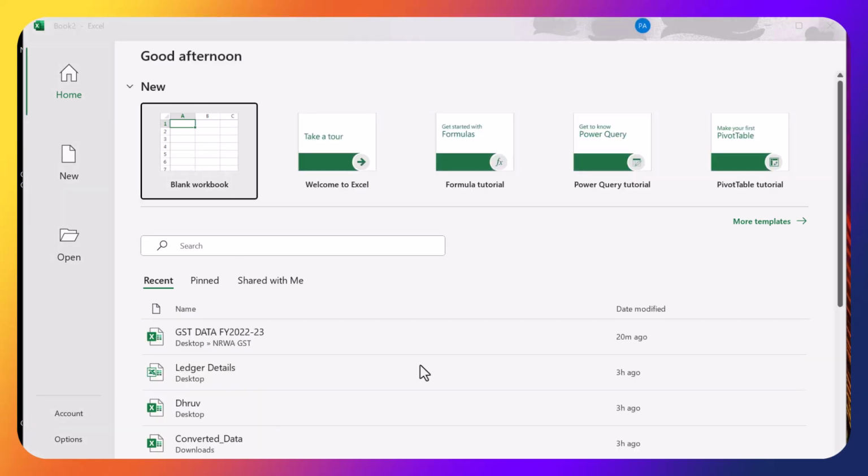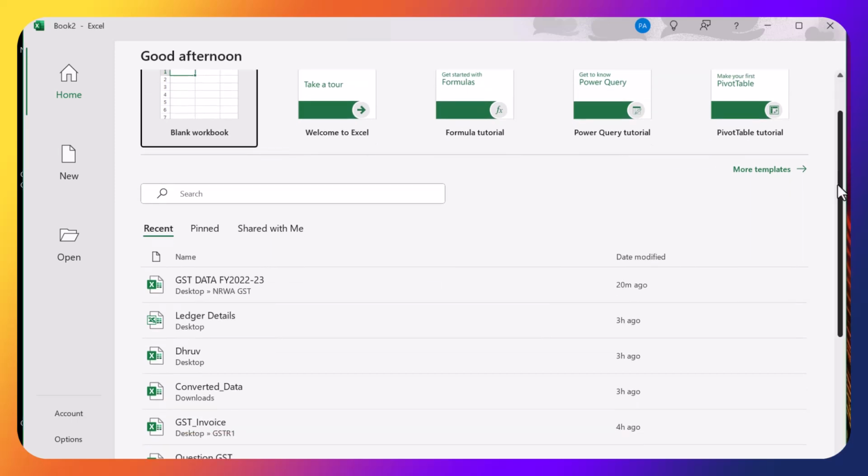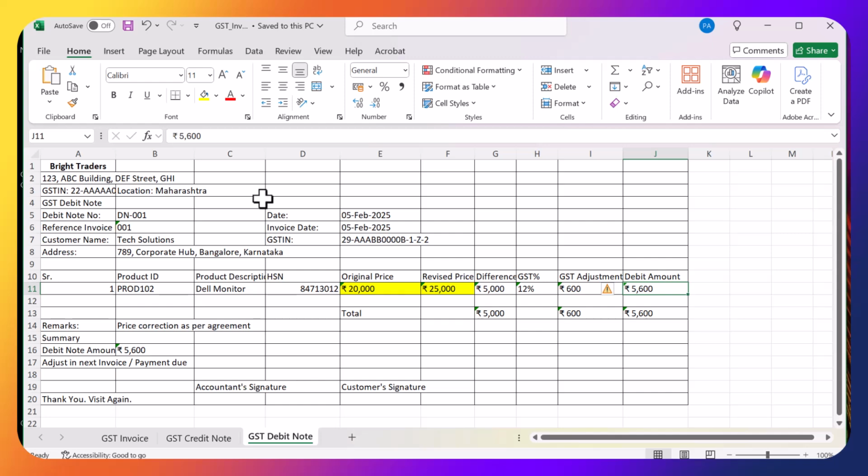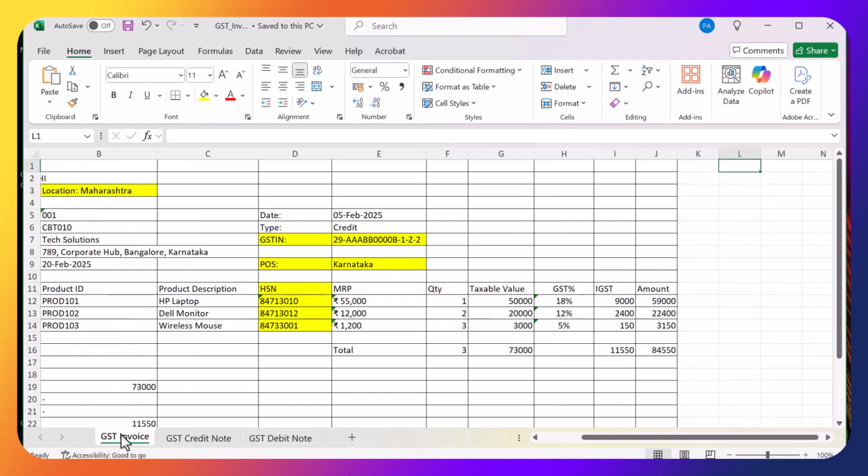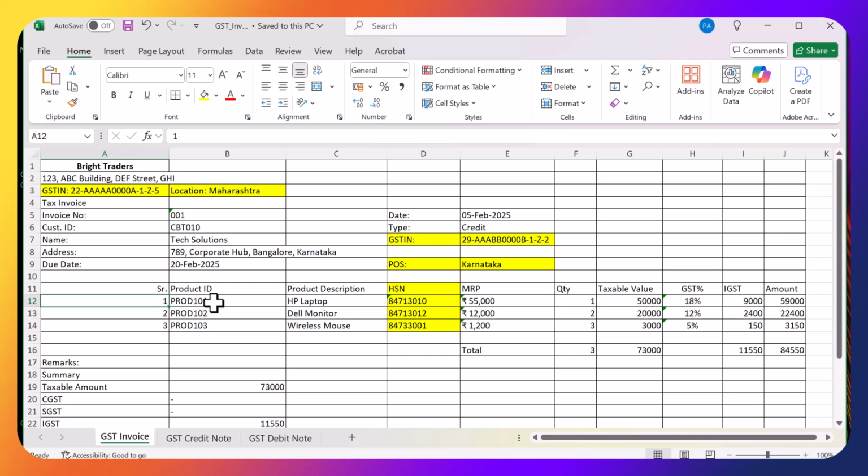GST invoice. So open this invoice, which I had shared with you. If you can open it, it will be very good. So this is the invoice. This invoice was issued by Bright Traders. I put it in yellow. This is the address, this is his GST number. Are you able to see this invoice?